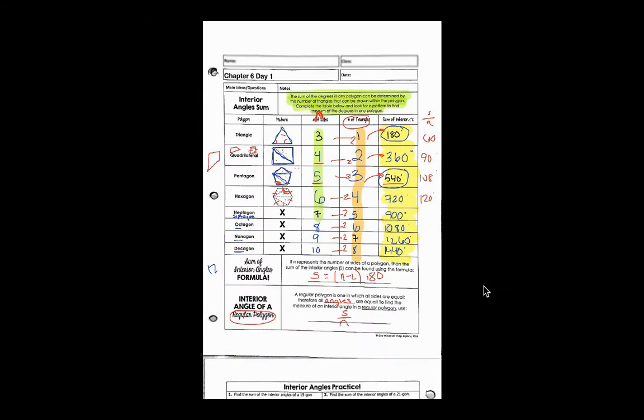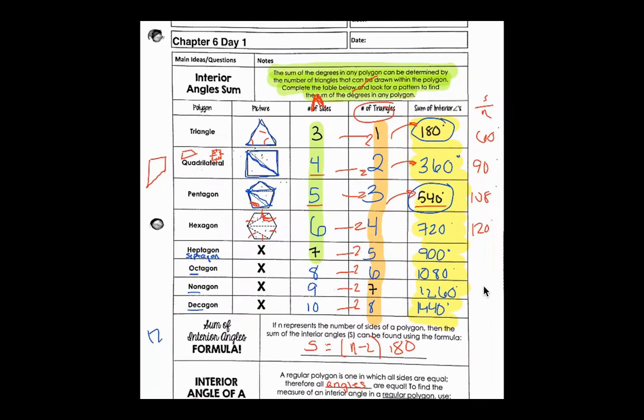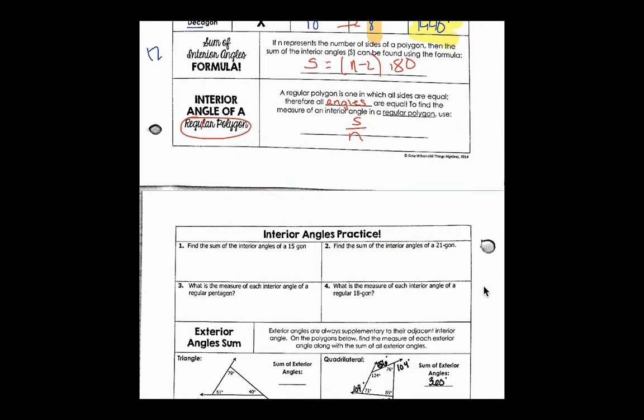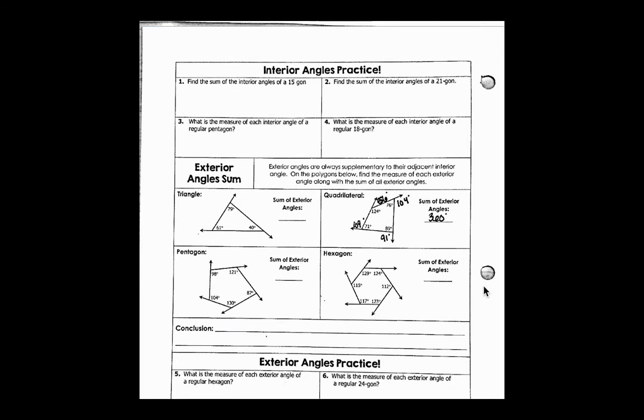So there's a couple things we can do here. One is we can find the sum of the interior angles, right? Or we can find one angle, as long as it's a regular, as in perfect, polygon. So on the back here, for interior angles practice, I'm just going to show you a lot of the things that you can do. I'll do the odds, and then I will leave the evens up to you to try.